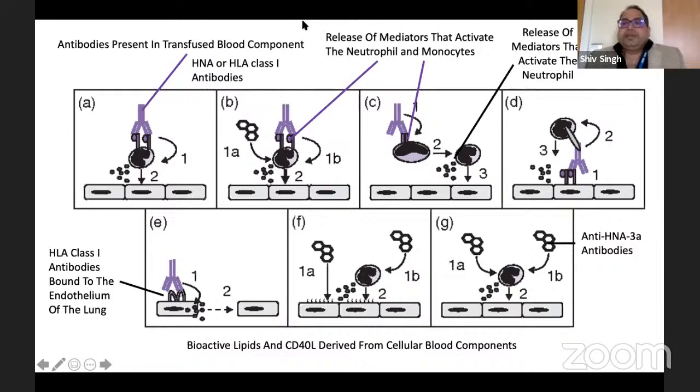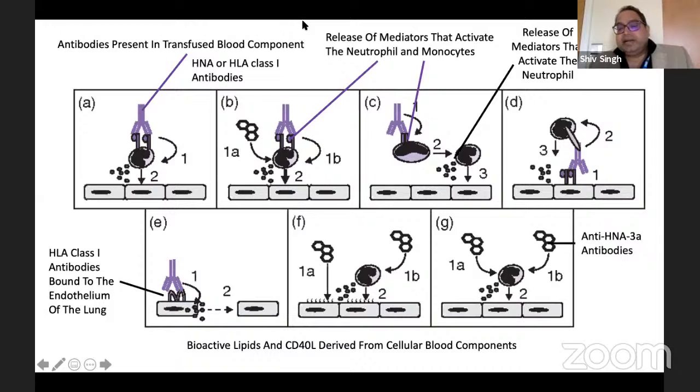Then there are obviously the platelets, which activate the neutrophils, and they release these mediators. I'll talk about these mediators in a minute. In certain cases, the HLA class 1 antibodies bind to the endothelium of the lungs directly. And there can also be anti-HNA3 antibodies, which can again activate the neutrophils and release mediators.